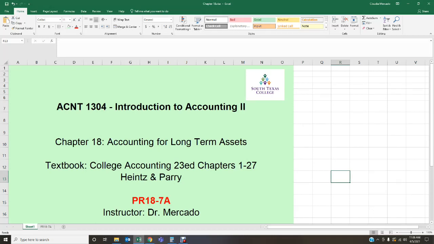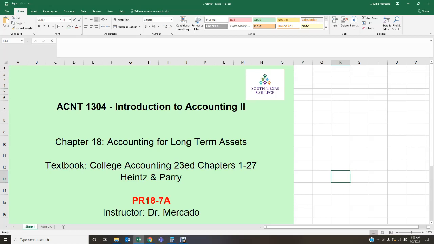This week, we are covering Chapter 18, which deals with accounting for long-term assets. Okay, we are approaching the end of the semester, so it's super important that we keep up with all of our assignments and give it our all so we can finish the semester strong. We are close to the finish line.